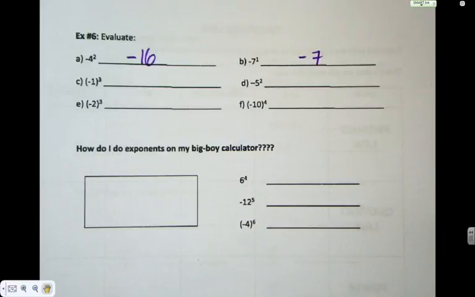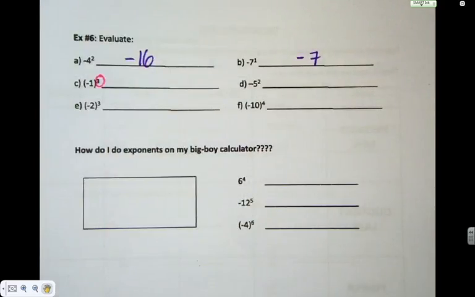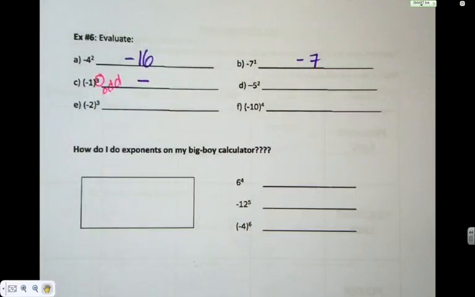C, brackets or no brackets? Brackets. So now we have a choice. It could be negative or positive. How do we know which one it is? If there's brackets, how do we know if it's negative or positive? The exponent, odd or even? Odd. What does an odd exponent mean in terms of negatives? It's going to be negative, because what we're going to have is negative 1 times negative 1 times negative 1. And when you match up those negatives, there's going to be 1 left over. What is 1 times 1 times 1?